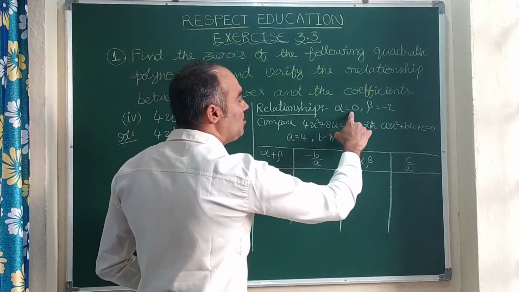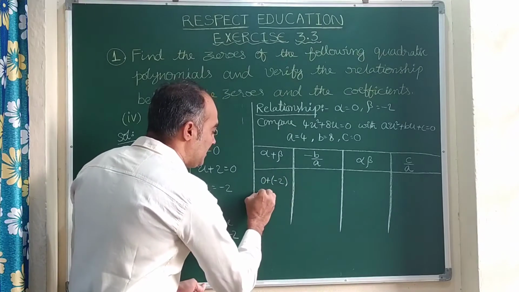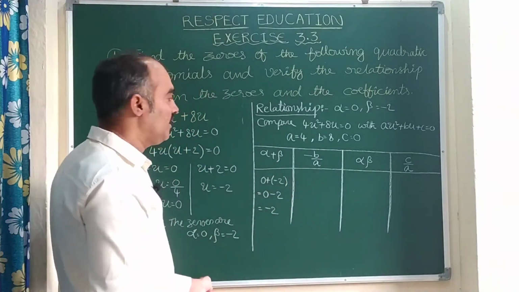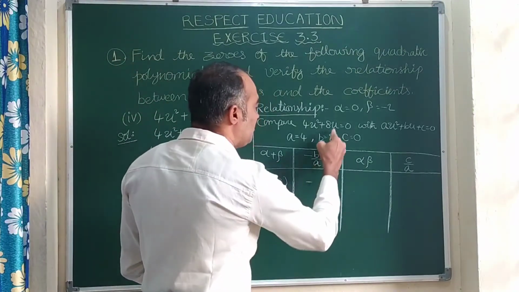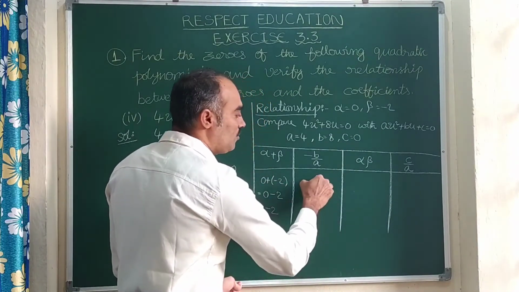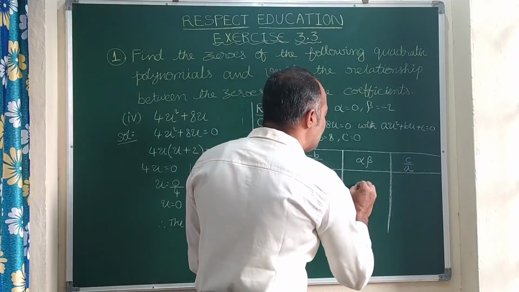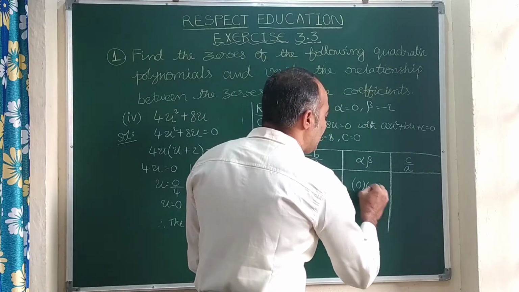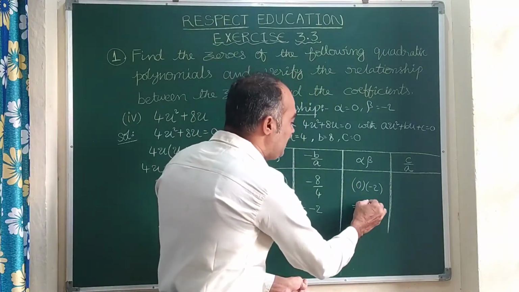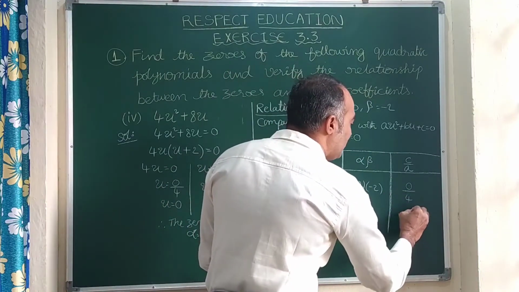So let us write those values. Alpha plus beta, 0 plus beta is minus 2, it is 0 plus minus 2, 0 minus 2 is minus 2. Minus b by a, minus b is minus 8 by a is 4. When you cancel, 4 1 jar, 4 2 jar, so here minus 2. Alpha into beta, 0 into minus 2. In fact 0 into anything is 0, so this is 0, right? C by a, c is 0 by a is 4, 0 by any number is also 0.